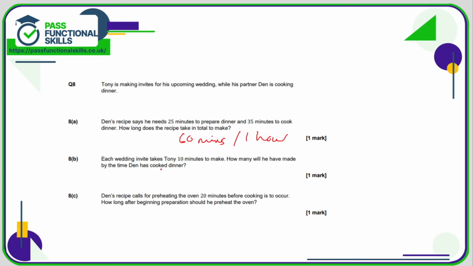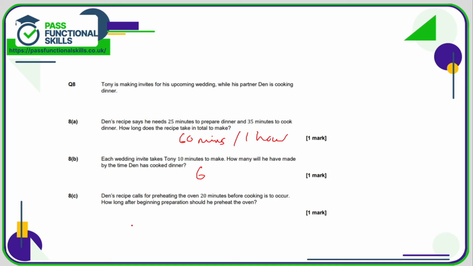Each wedding invite takes Tony 10 minutes to make. How many will he have made by the time that Den has cooked dinner? Well, the dinner is going to take 60 minutes, so how many 10 minutes are there in 60? 6.